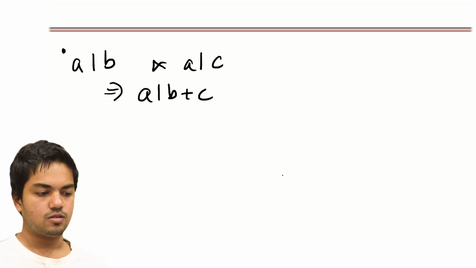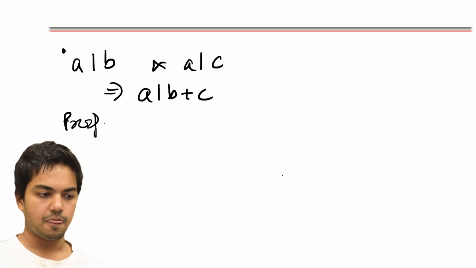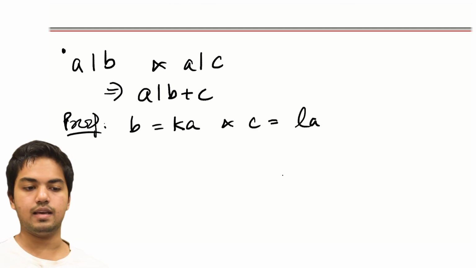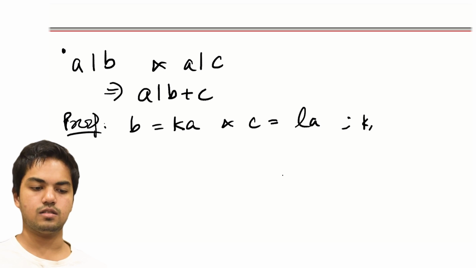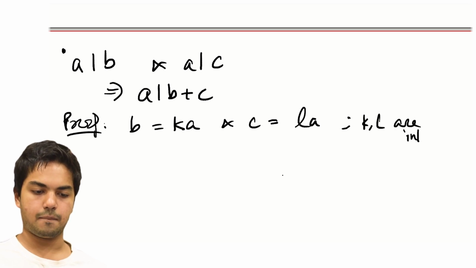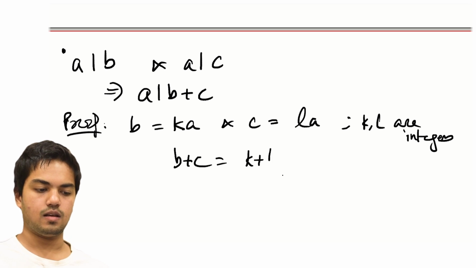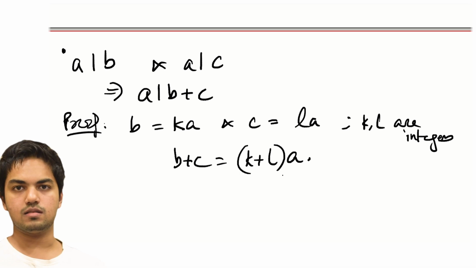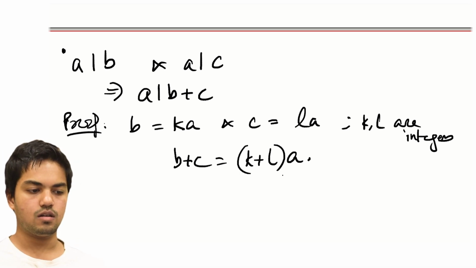Quickly, why is this true? A proof, if you will, is that if B is equal to Ka for some K, and C is equal to La for some L, where K and L are integers, then B plus C is equal to (K plus L) times A. So B plus C is something times A. Hence B plus C is a multiple of A, or that A divides B plus C.